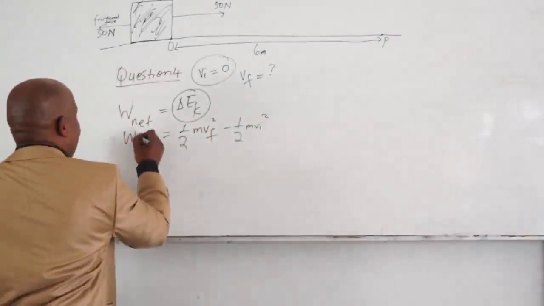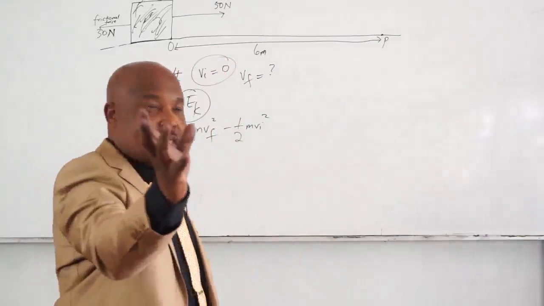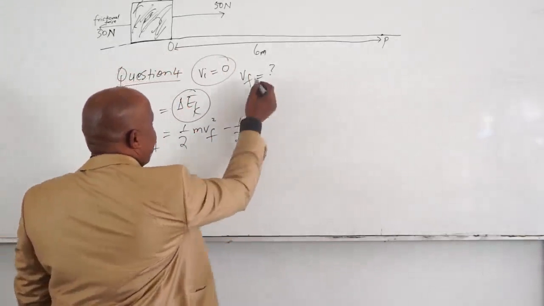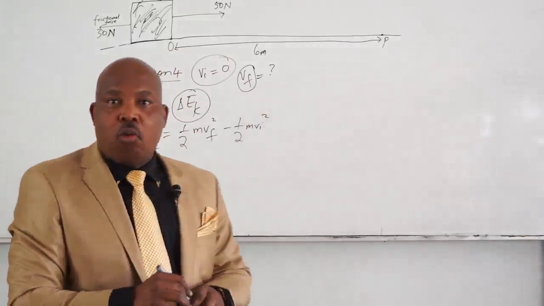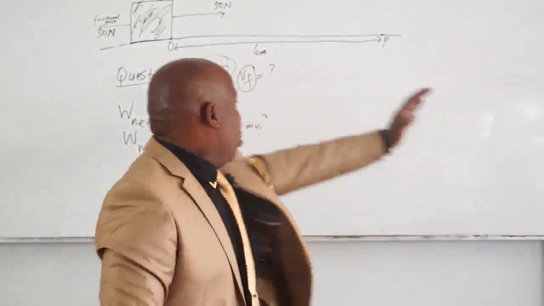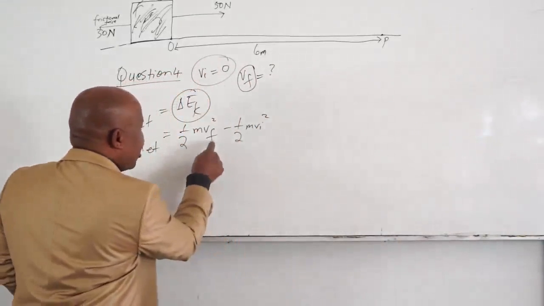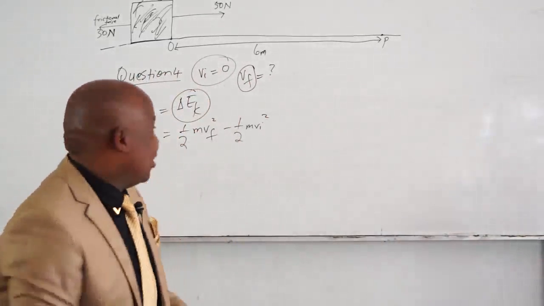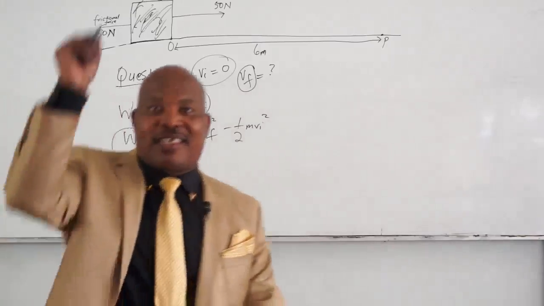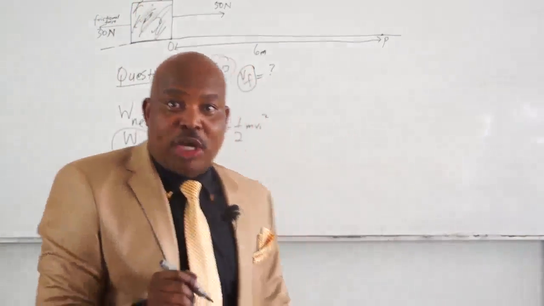And then W net. What do we want? We want the velocity using the work energy theorem. But which velocity do you want? You want the final velocity. Why? Because the box starts from rest and it moves to point P with the final velocity. That's the velocity that we want. So we must now substitute. What was our W net in question 3? Our W net in question 3 was, remember, 120.